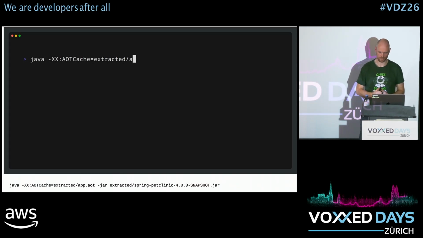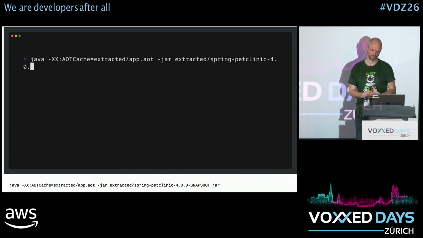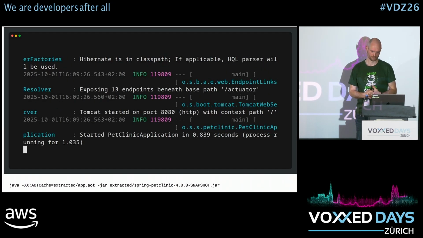And then let's see what happens. Okay, you see that one? We're down from 2.6 seconds down to 0.8 seconds by using AOT cache. This is the price you pay for loading classes all the time and for extracting jars inside jars and stuff like that.